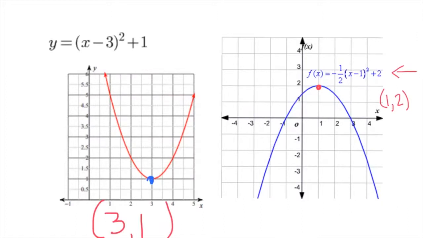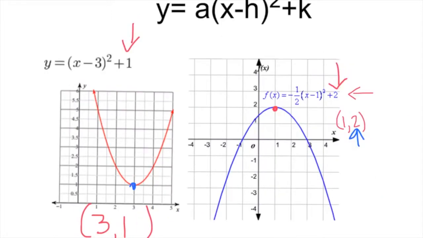Now if you look at these and compare them, you'll notice that the y value for both of our vertices is found at the end of both of our functions. When we talked about that generic formula, which if you recall was y equals a times (x minus h) squared plus k, it means that these values out here must be our k value.